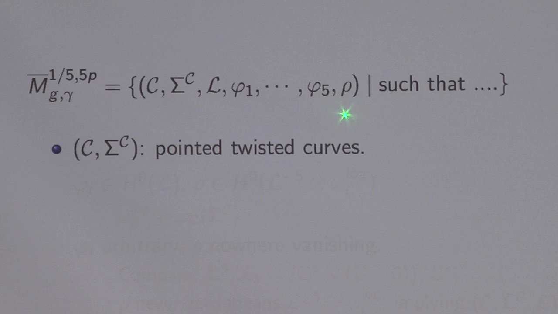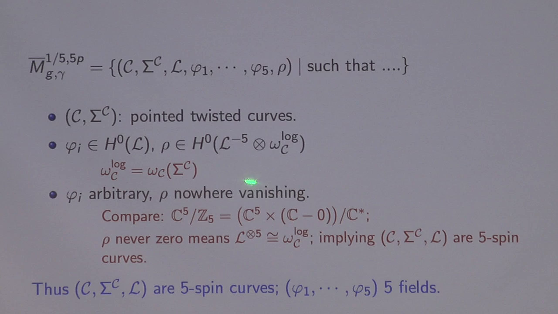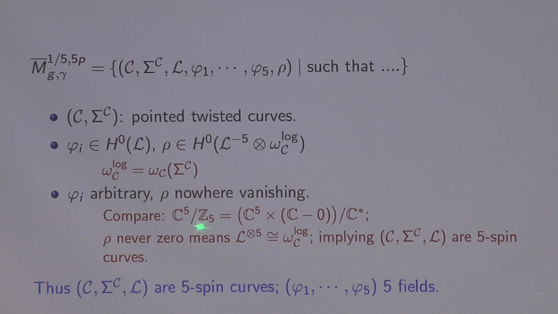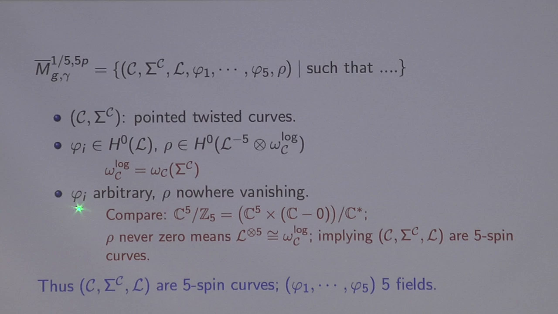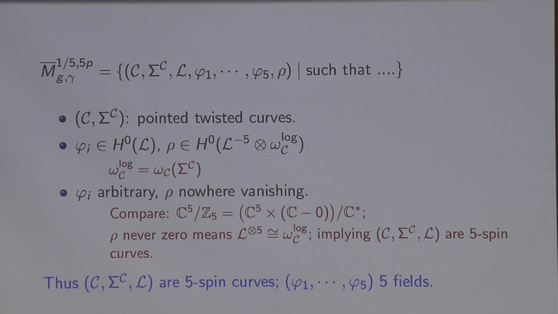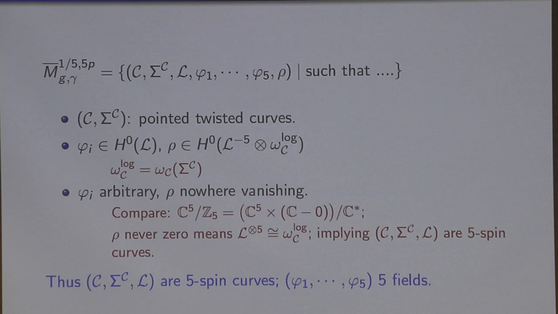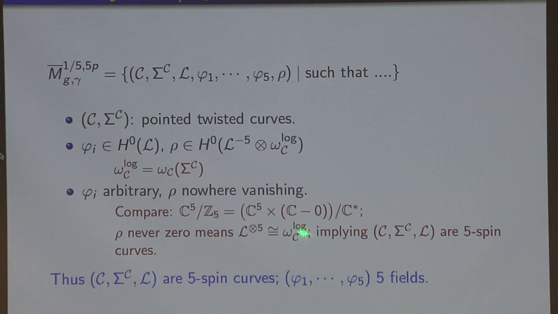The curve is a pointed twisted curve, and then the sections are the same, still the same space. I put a log because there's a marking here. So these are the same. And now we are dealing with this quotient. This quotient means that for C5, I don't take out the origin, but for the other one, I take out the origin. So phi i are arbitrary. They can be zero or entirely zero. But rho has to be nowhere vanishing because I take out C minus zero. And a section of a line bundle which is nowhere vanishing forces the line bundle to be trivial and the section basically equal to one. So this gives you this isomorphism.